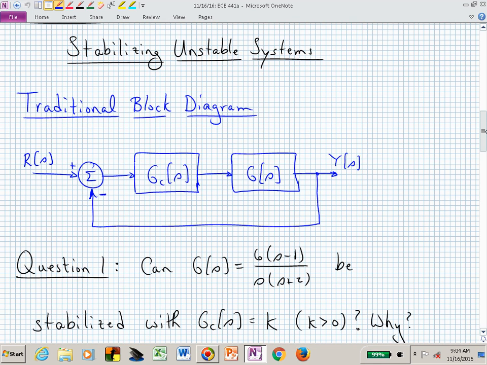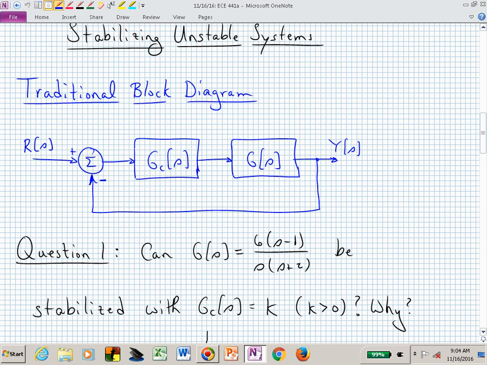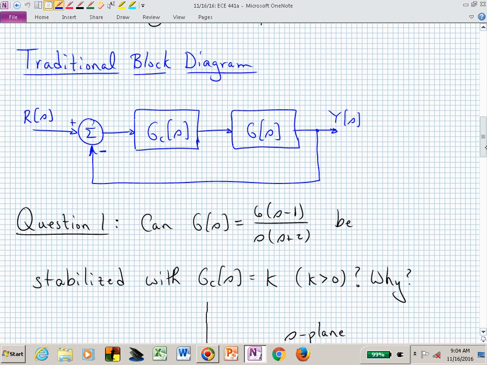I'm going to give you a few questions today, and the first one is, and we'll be dealing with this traditional block diagram configuration: unity, negative output feedback, the plant G of S, and the controller G sub C. Now we have a plant that has 2 poles and a 0. Is it possible to stabilize that plant, or that G of S, with a controller that's restricted to being only a gain controller?